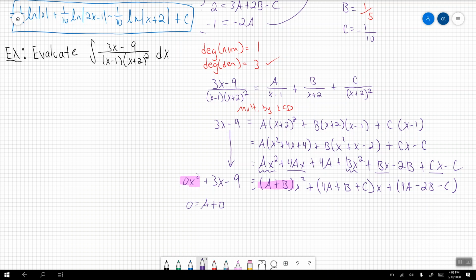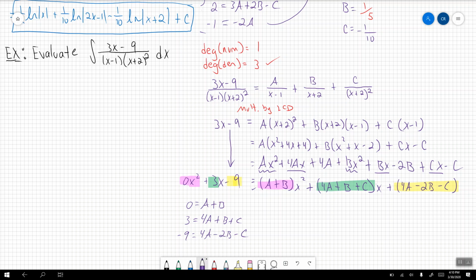All right, the next part, comparing coefficients once again. 4a plus b plus c is multiplying x on the right-hand side, but on the left-hand side, we just have 3. Which must mean that 3 is equal to 4a plus b plus c. The last comparison that we're going to make here is that negative 9 is a constant, and we have 4a minus 2b minus c, which is also a constant, which means by equality, the constants must be equal to one another. There we are.